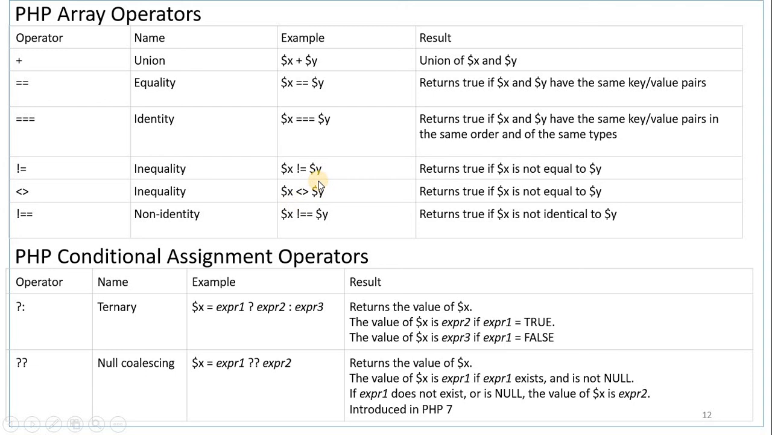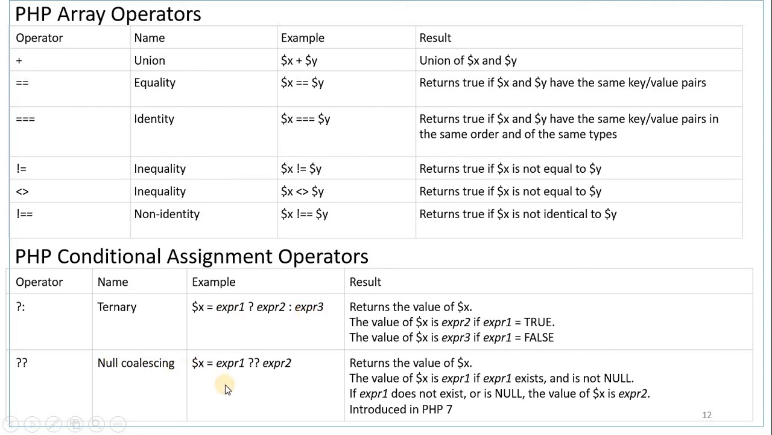The last operators we have are the PHP conditional assignment operators. The first one is the question mark operator, which you call the ternary operator. So $x = expression 1 ? expression 2 : expression 3. Expression 1 here is the condition. If this condition is true, then the value of x is expression 2. If the condition is false, then the value of x is expression 3.